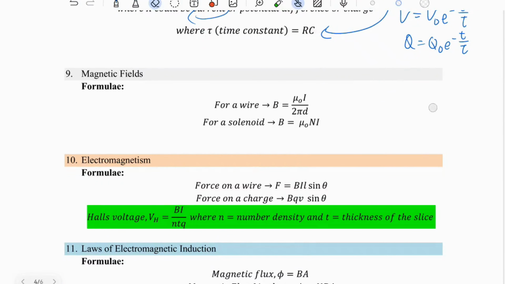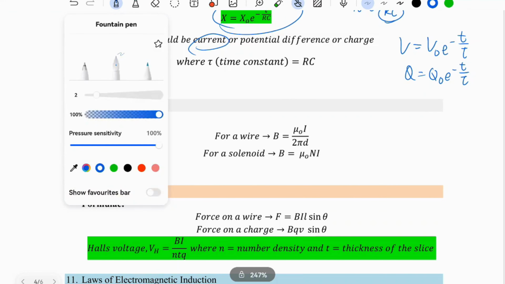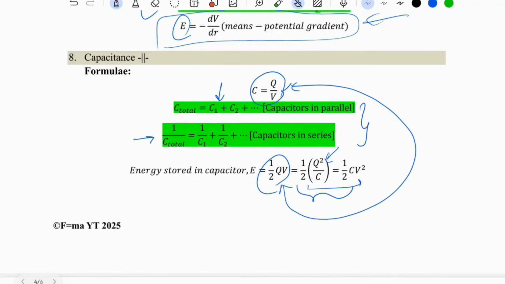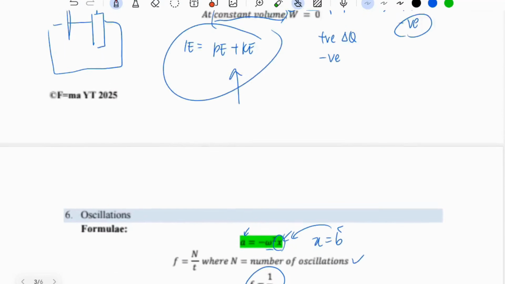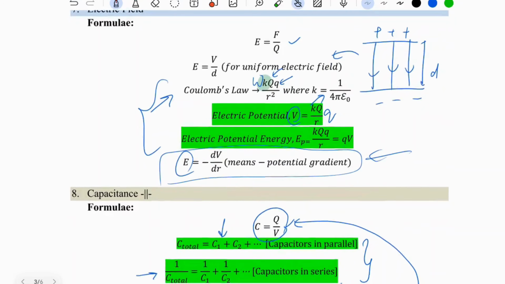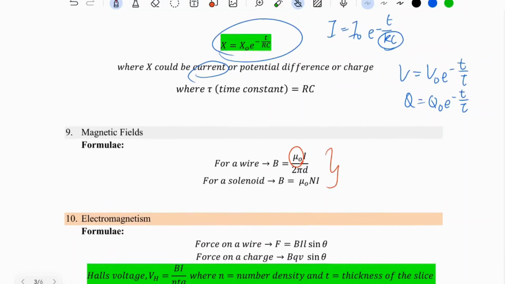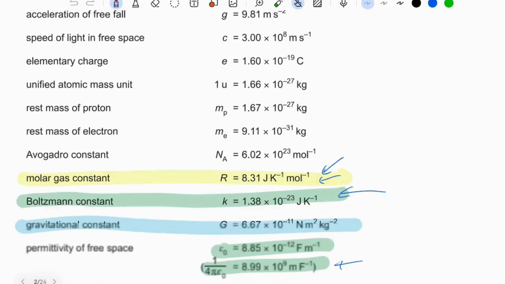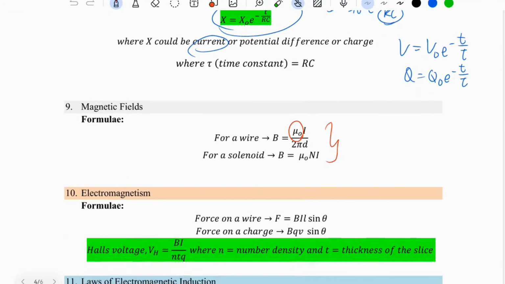Next we have magnetic field. This part of magnetic field, I wouldn't say it's entirely in the syllabus, but it's good to know. Why do I say it's not in the syllabus? Because this is the permeability of free space, specifically for magnetic field, like how you have one for electric field. It is not given in your data sheet. So if they were to ask you, they should give you this value, and if they were kind enough, they should give you the formula itself.